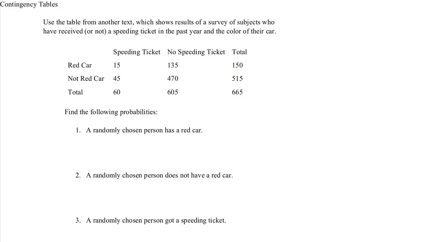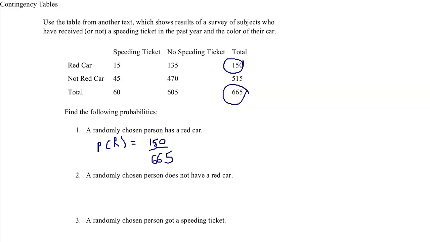Okay, now we're going to use this information and calculate some probabilities. So what's the probability a randomly chosen person has a red car? We are going to do this using the experimental probabilities we have determined. We surveyed 665 people. And out of those 665 people, how many had red cars? 150 total. So the probability of having a red car is 150 out of 665.